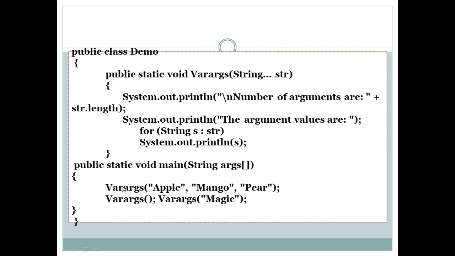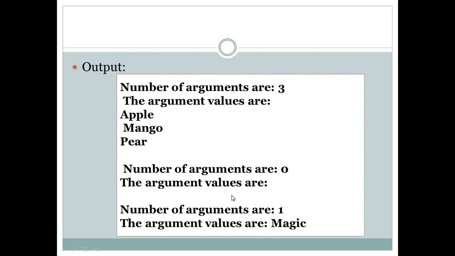Now see here in the main method, I just call this method, so I'm passing here apple, mango, pear, right? Again I pass nothing, and again I'm going to pass magic. Whichever variables you want to send through this function, the str which will be assigned to s will accept those variables. So this is the output.